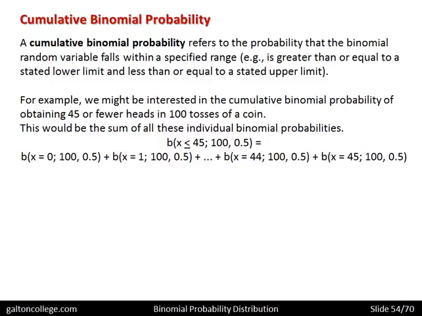Plus, and now it would be b bracket x equals 2, which is not written here, again 100 trials, probability is the same, 0.5. So we'd have probability of x equals 0, x equals 1, one head, 2 heads, 3 heads, 4 heads, all the way up to bx, x equals 45, again 100 tosses, and the probability is 0.5. So we'd have to work it out for each one.